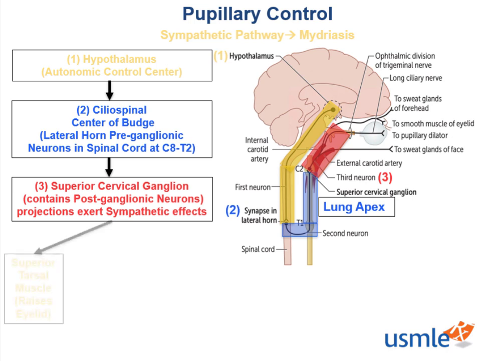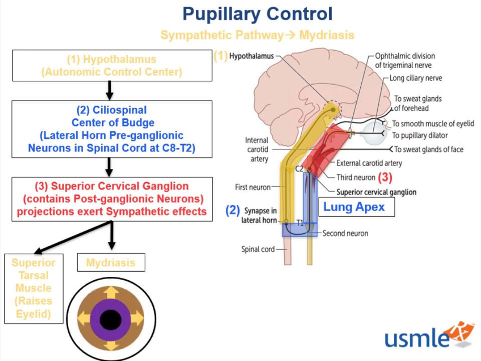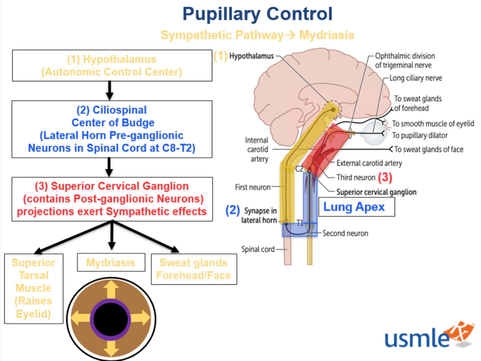In the eyelid, sympathetic activation assists in raising the eyelid via the superior tarsal muscle. In terms of pupillary control, sympathetic activation causes mydriasis, or pupillary dilation, via activation of the radially oriented dilator pupillae muscle in yellow. Sympathetic activation of sweat glands also occurs in the face and forehead. Overall, disruption of the sympathetic pathway at one or more of these points can result in a Horner syndrome, characterized by ptosis, anhidrosis, and meiosis.